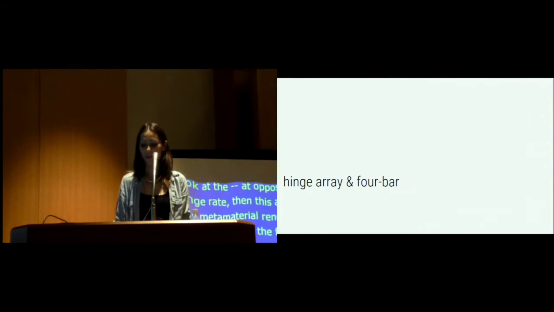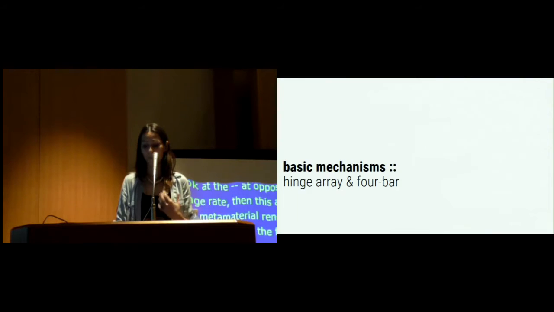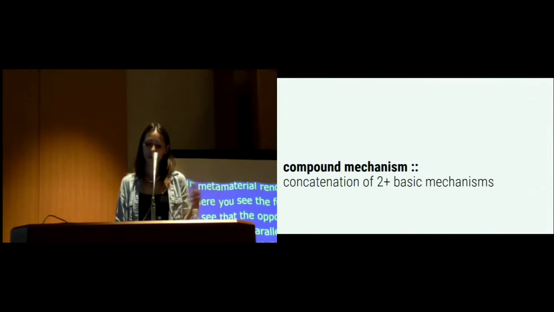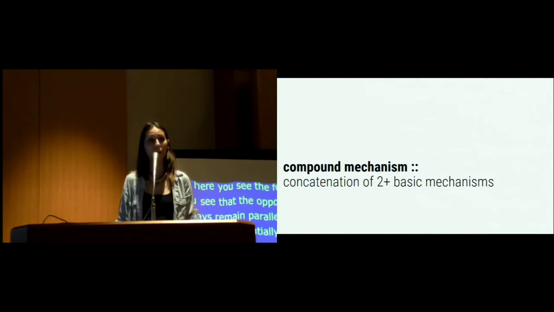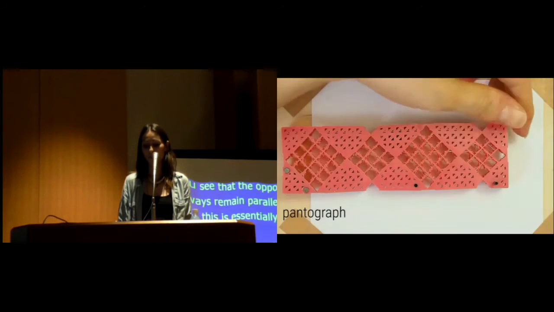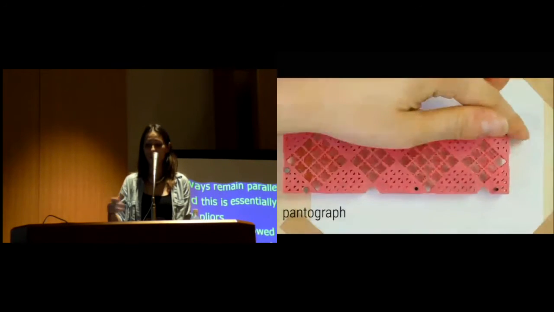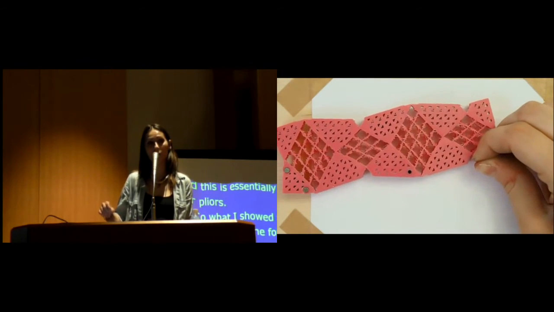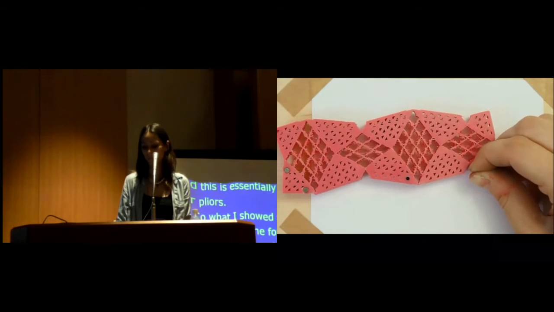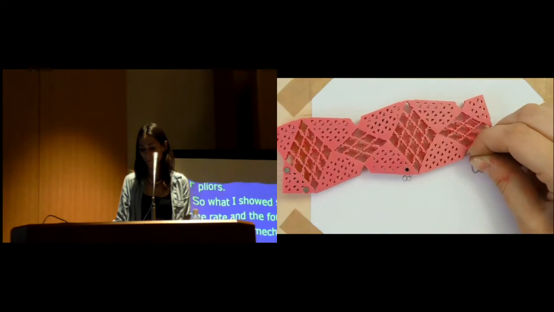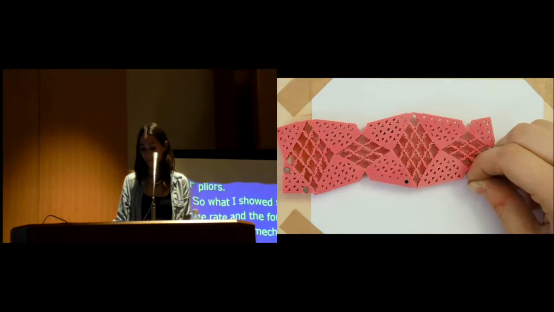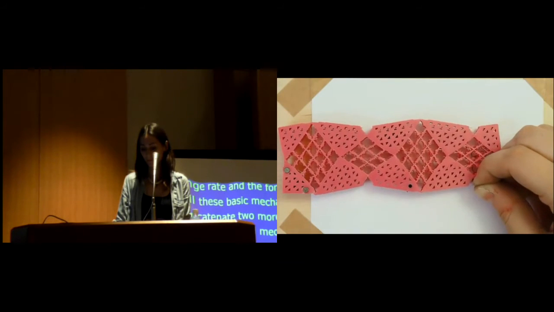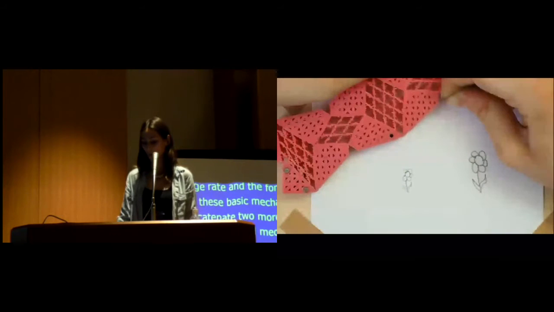So what I showed you so far were the hinge array and the 4-bar, and we call these basic mechanisms. Now, if we concatenate 2 or more mechanisms, then that's compound mechanisms, and we used that in the example of our pantograph, where we concatenate multiple hinge arrays. So the pantograph just redraws whatever the user draws on the one end. It essentially just copies the drawing.